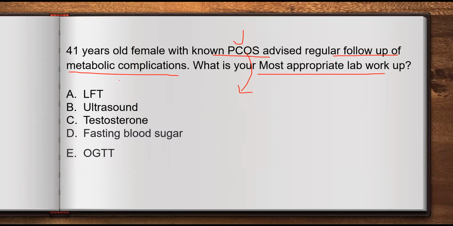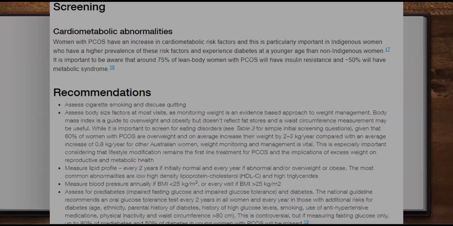So how do you do that? You don't need to do a liver function test or ultrasound or testosterone. This is what you do in terms of investigations to diagnose it. But to follow up, if you want to follow up someone for diabetes, you don't need to do a fasting blood sugar. You need to do an OGTT in this case, because this gives the appropriate diagnosis.